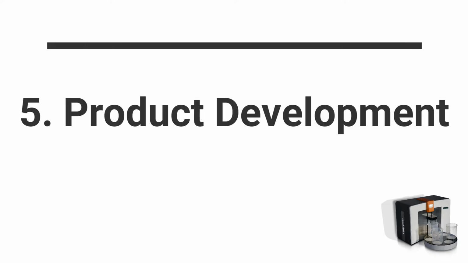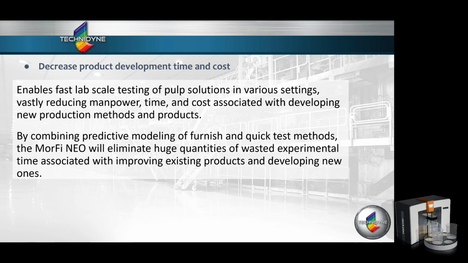Usually the most problematic justification for new product development are the time, cost, and man-hours associated with it. By utilizing the Morphe Neo Compact, you're enabled an objective and automated test solution. Combining this quick test method with predictive modeling, you can remove the time, cost, and man-hours associated with improving your existing production methods and developing new products.